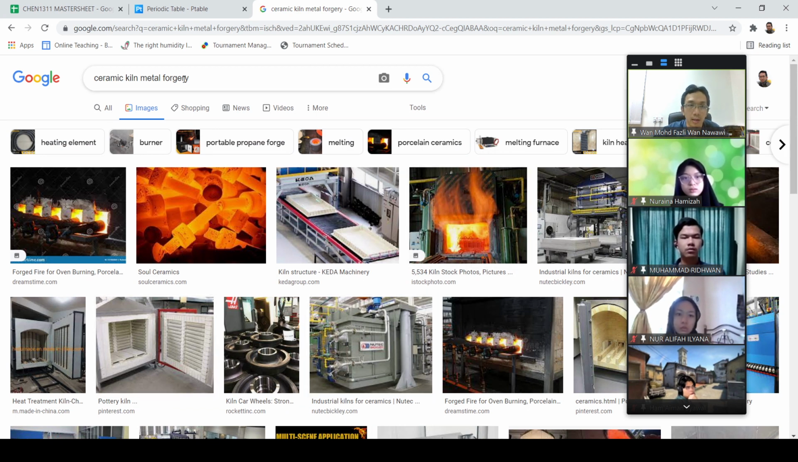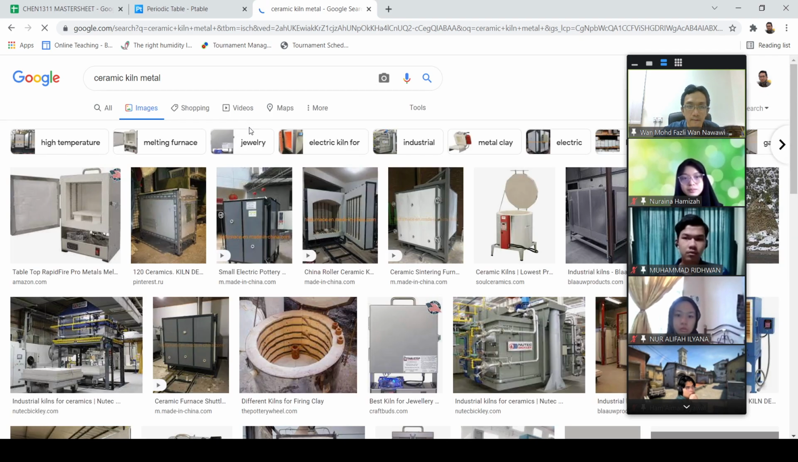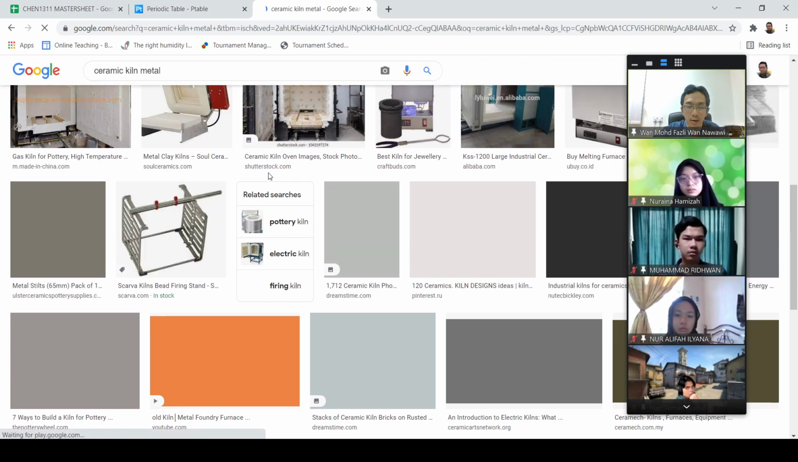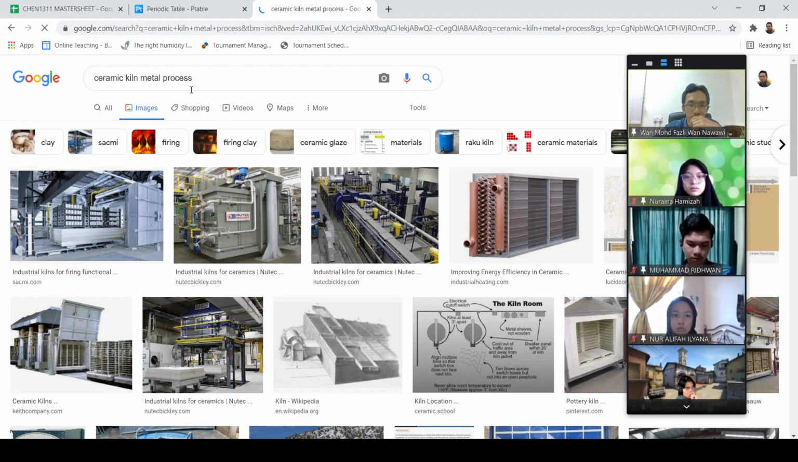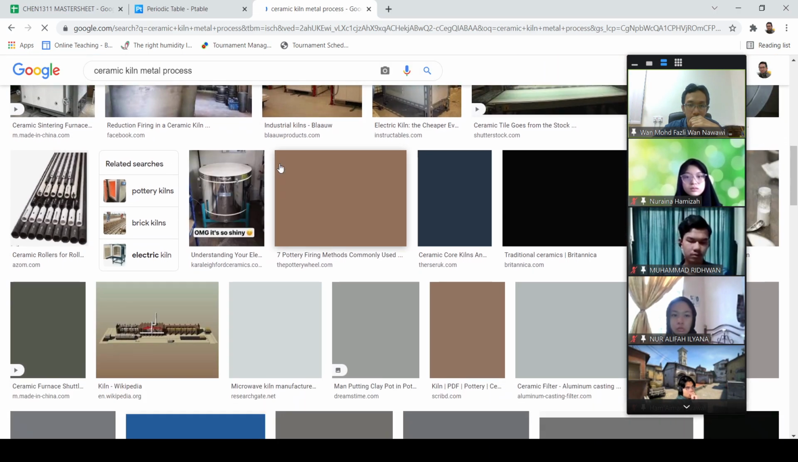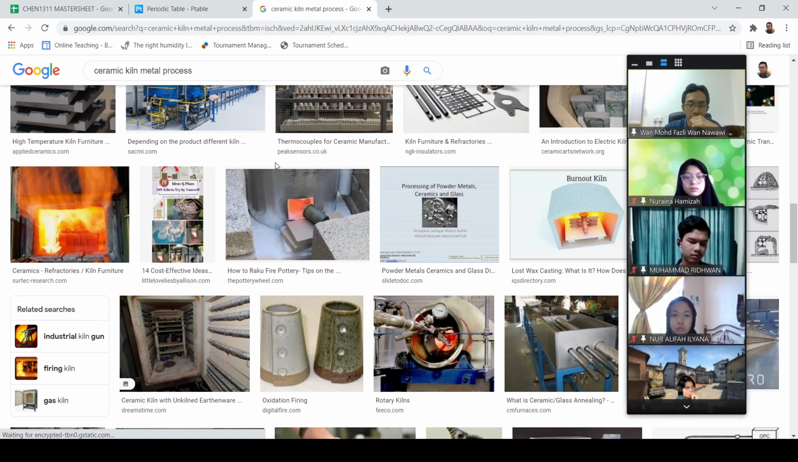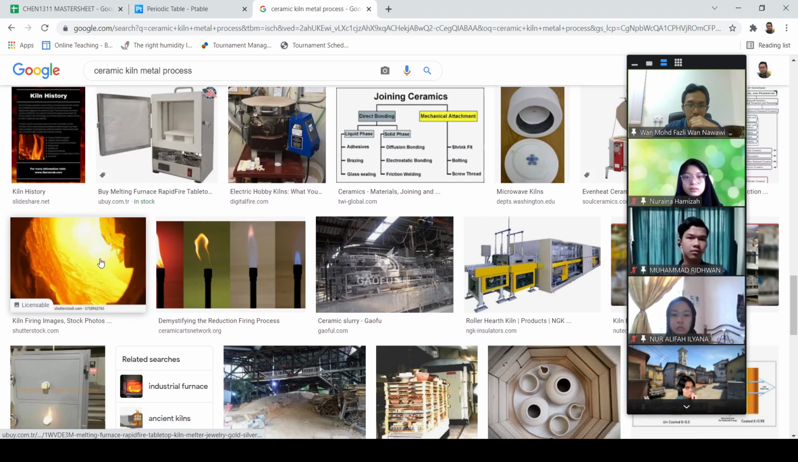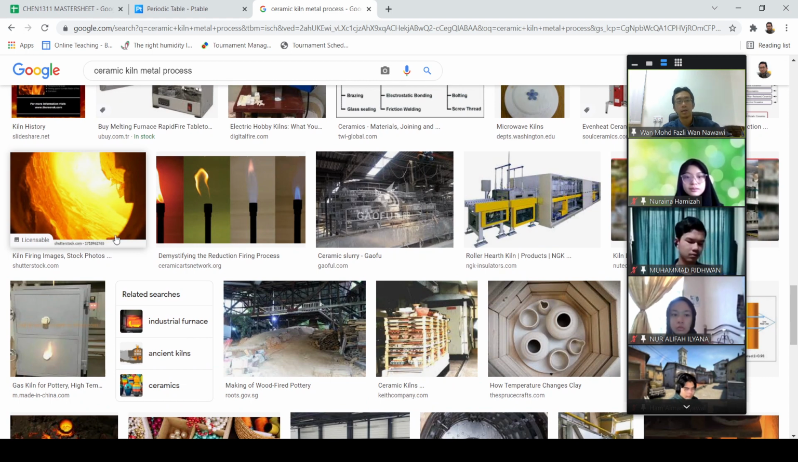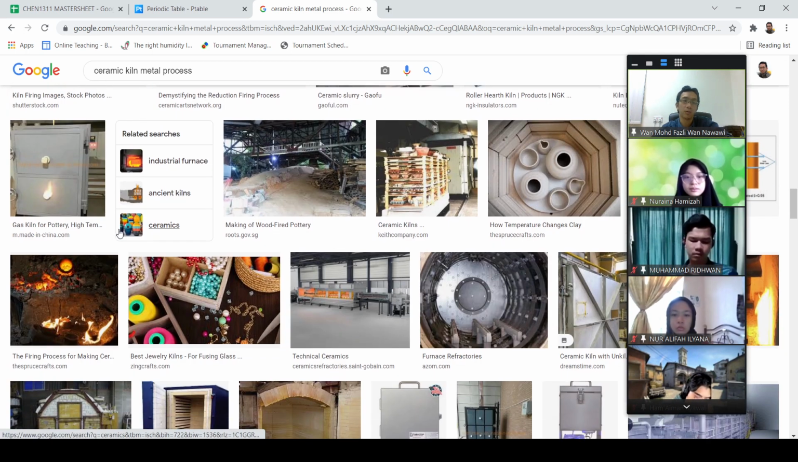Yeah, where is the thing? Metal process. Making metal. Yeah, like this. Okay. So basically, in order to melt metal, you need to put it in the ceramic.